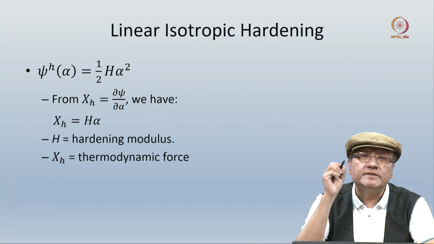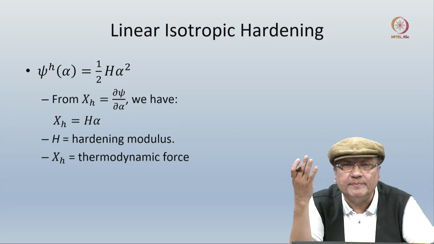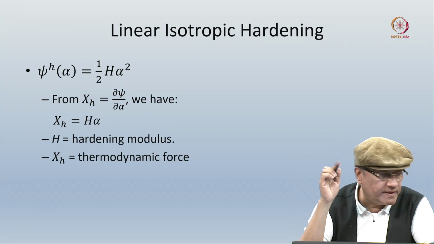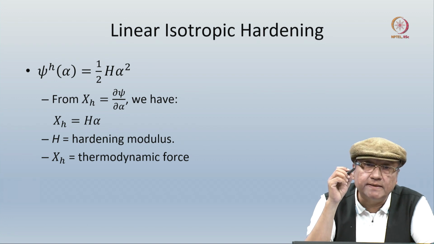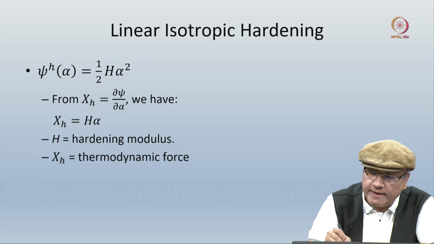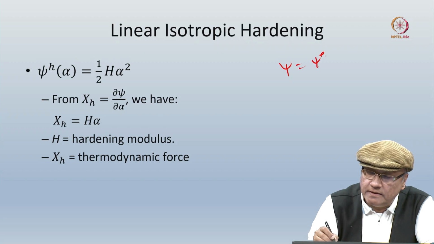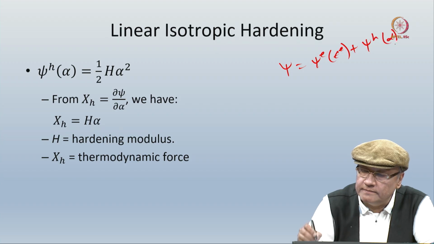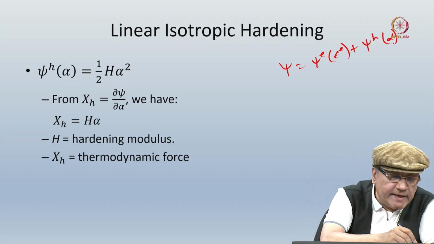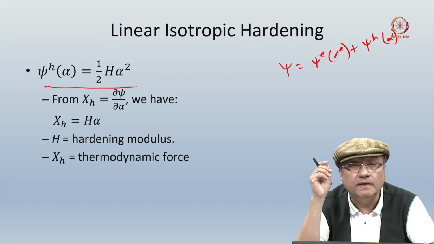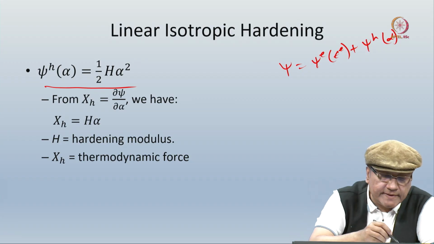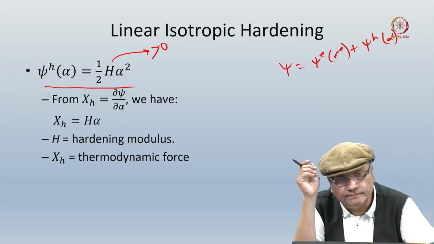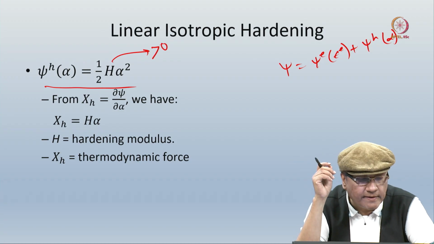Now let us come to the specific cases of hardening, some examples of hardening. So let us consider the linear isotropic hardening. In this particular case, you remember that psi was split into psi E of epsilon E and psi H of alpha. So this psi H of alpha, let us take it to be of this form, half of H times alpha squared. This H is the hardening modulus, let us say it is greater than 0. It is called the hardening modulus.